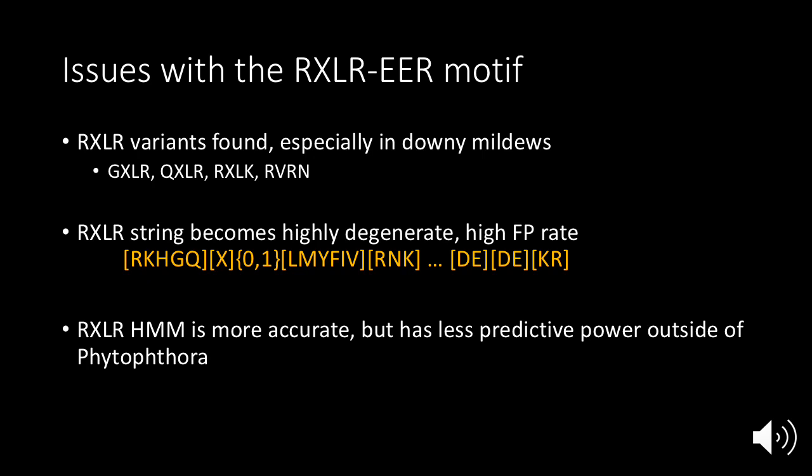There is a hidden Markov model for the RXLR, which is more accurate, but it doesn't seem to work as well outside of Phytophthora, probably due to evolutionary divergence.